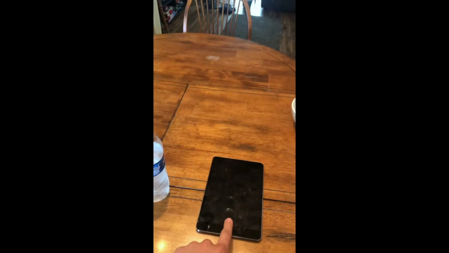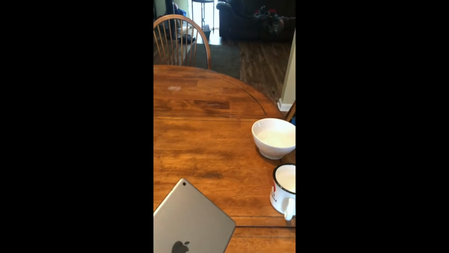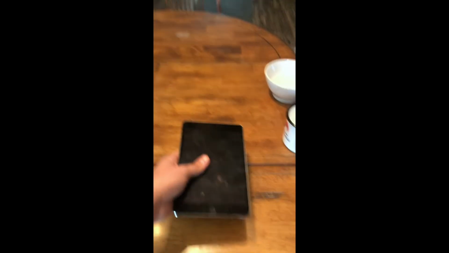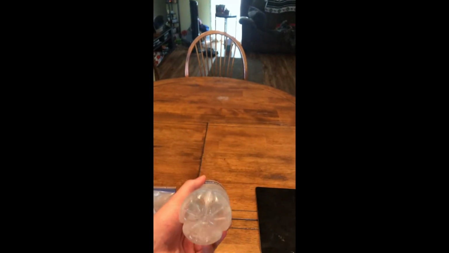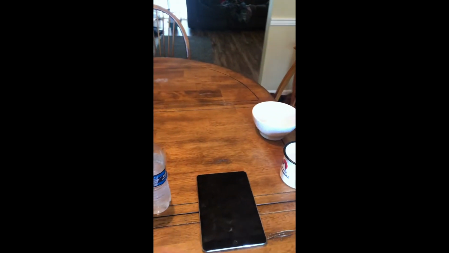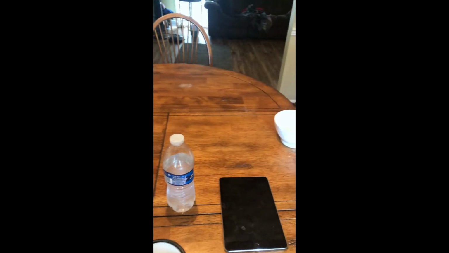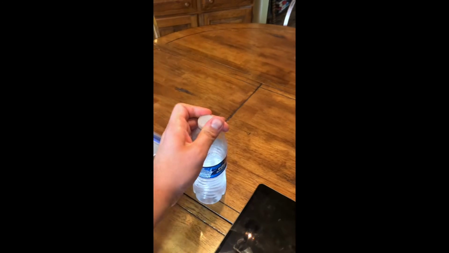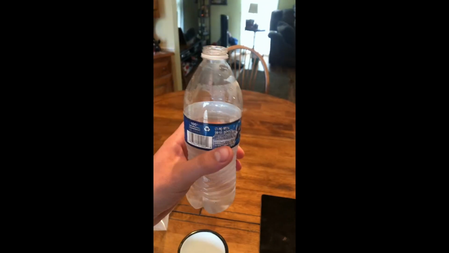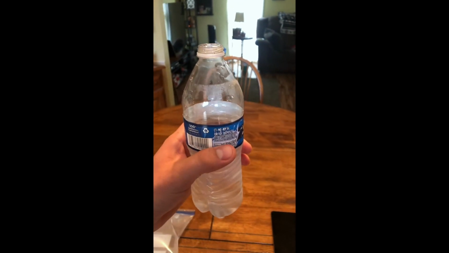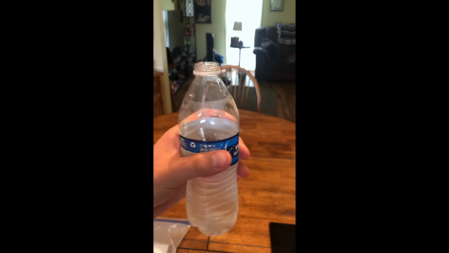So this is a solid, and it has a definite amount of space. This is a liquid, and it can adapt to its shape. So let's take a look. I'm gonna open the bottle. So this bottle has a definite amount of shape. It has a certain amount of space.